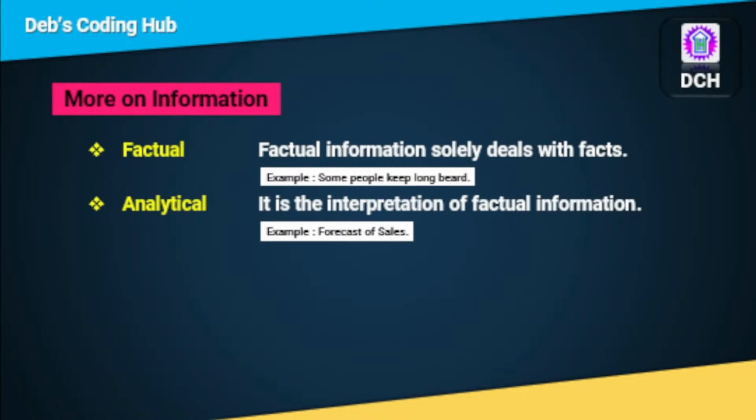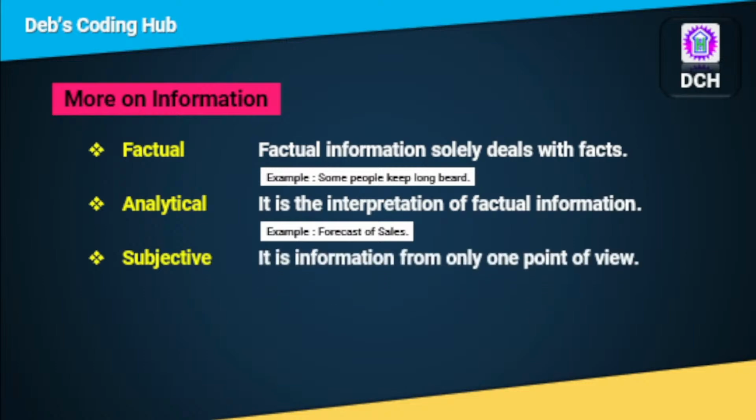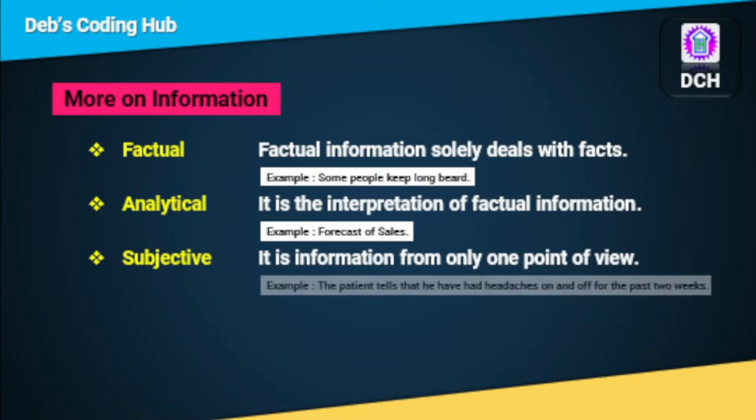Third one is subjective information. It is information from only one point of view. It is actually related to a particular person. Suppose let us take one example. The patient tells that he has had headaches on and off for the past 2 weeks. This information may be biased. The patient may be lying. So it is subject to observation and analysis and check.